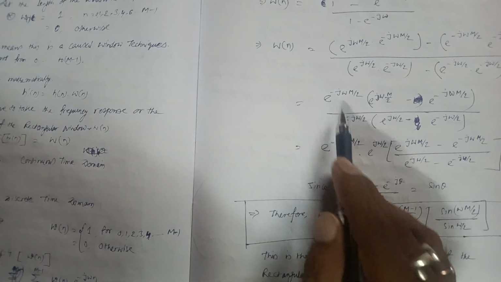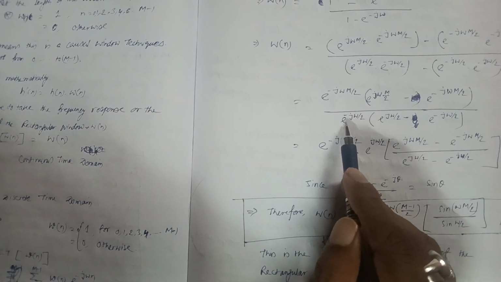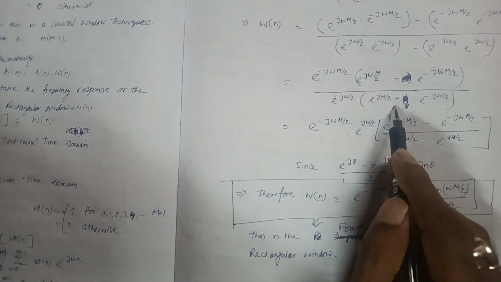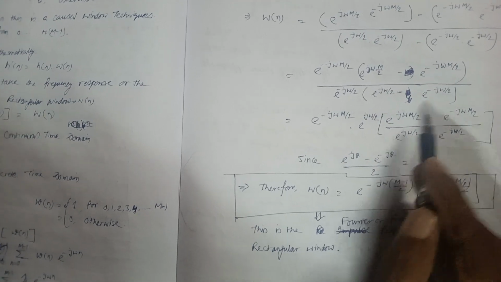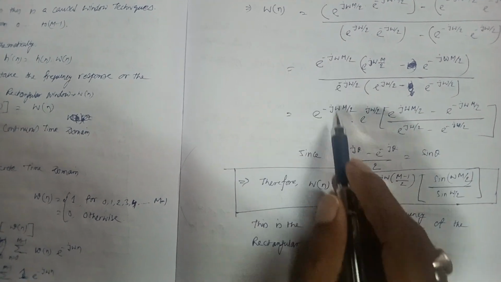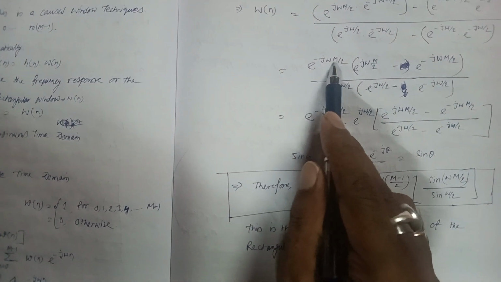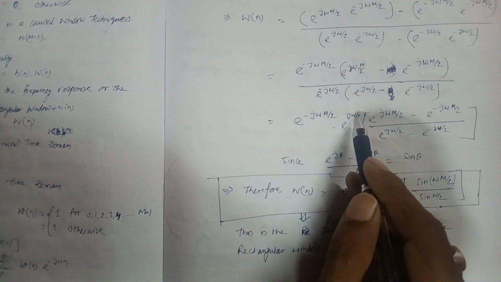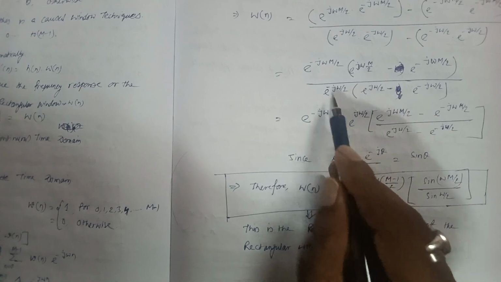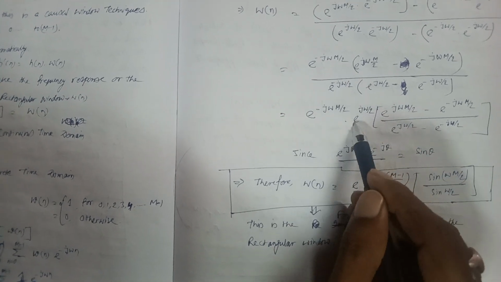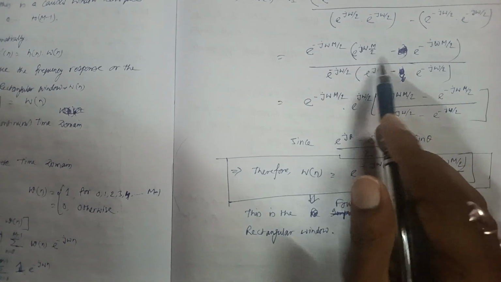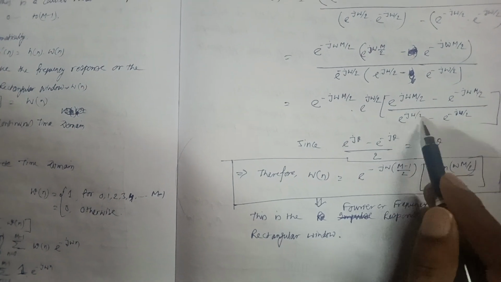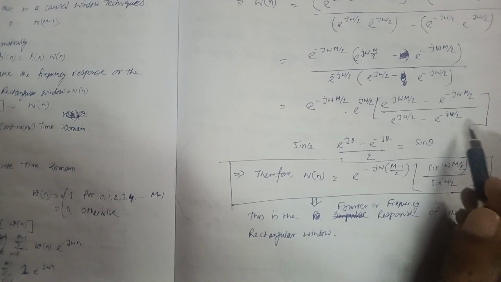We have just taken this common here, and in the denominator section also e to the minus j omega by 2 common we have taken, e to the j omega by 2 minus e to the minus j omega by 2. So finally we are getting here e to the minus j omega m by 2 in the numerator section, and the denominator section we have shifted upper in the numerator. So that means this minus got plus, so e to the power j omega by 2, and in this e to the power j omega m by 2 minus e to the minus j omega m by 2 by e to the power j omega by 2 minus e to the minus j omega by 2.